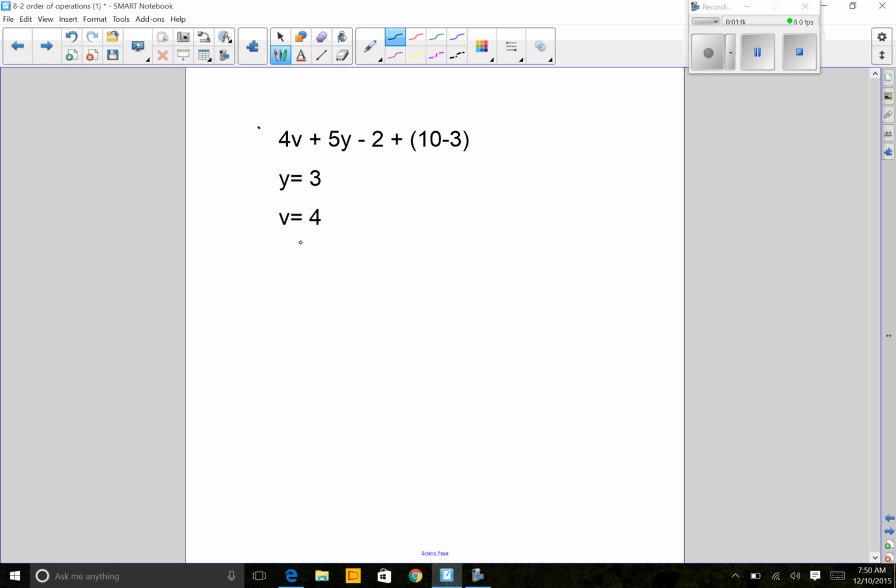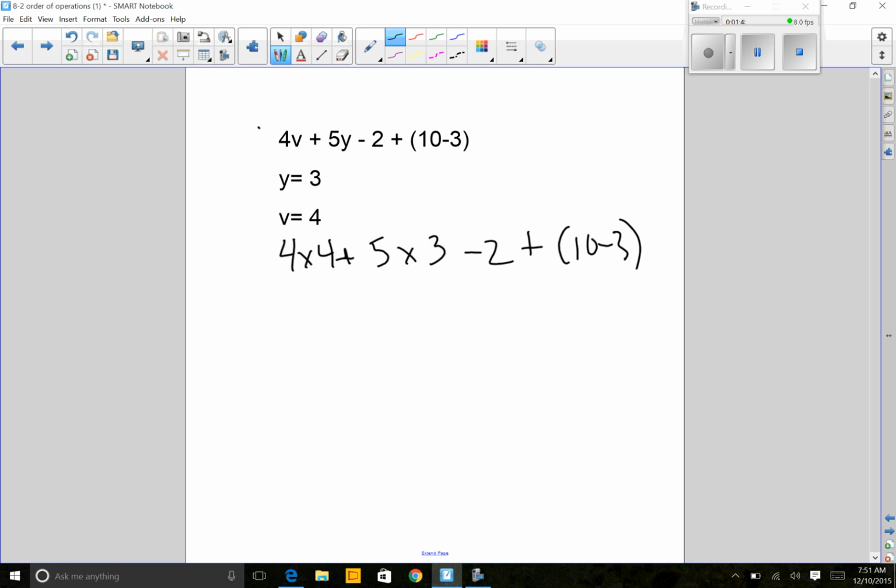So what you're going to do is substitute them, and you're going to say 4 times 4 plus 5 times 3 minus 2 plus 10 minus 3. So I've substituted those in there. Did I do that right? 4 times 4 plus 5 times 3. Yep. Minus 2 plus 10 minus 3. Okay.